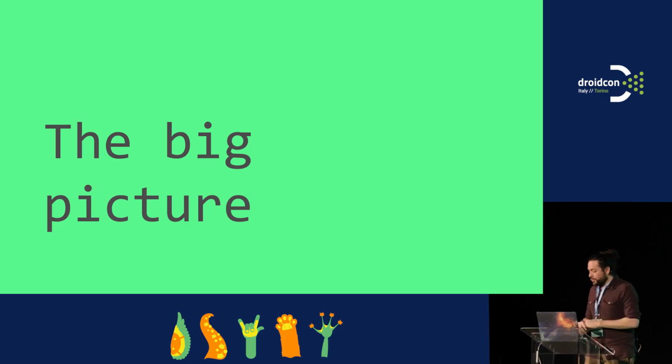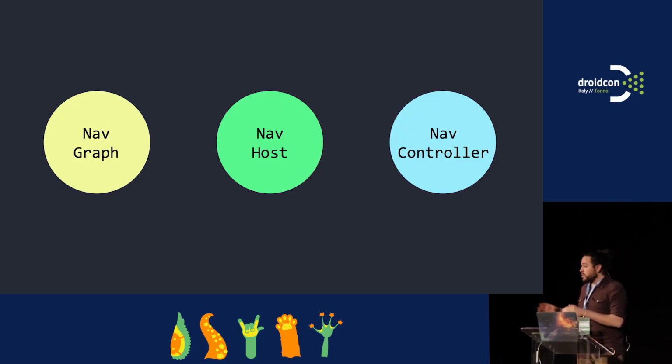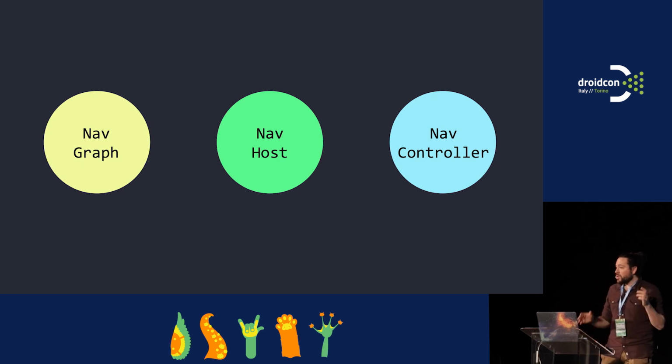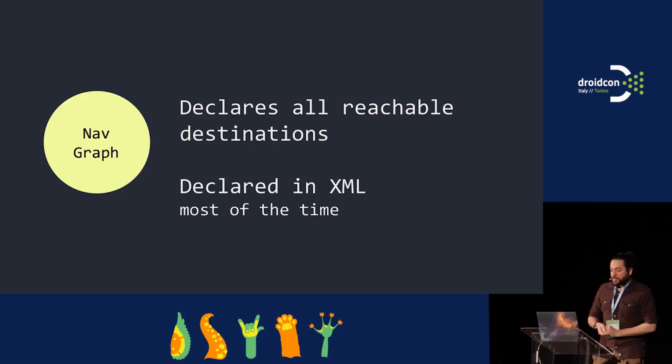So the big picture is like this. When you are using nav component, there are three main entities that you will deal with. The first is the nav graph. You have the nav host and the nav controller. So the nav graph is a graph that is declaring all the reachable destinations of the navigation. Basically, all the screens that your user will be able to reach.